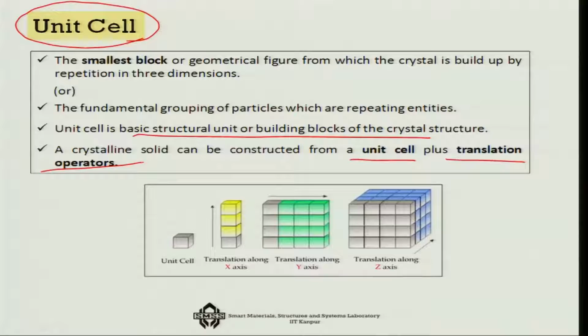For example, you can see that this is a unit cell, suppose a cubic unit cell, and if it has translation only along one direction, you get a particular type of structure. If it has translation in 2 directions, you get this type of structure. If it has translation along all the 3 directions, you get this kind of Rubik's cube structure. So, a unit cell with a translational operator will develop the complete solid structure.